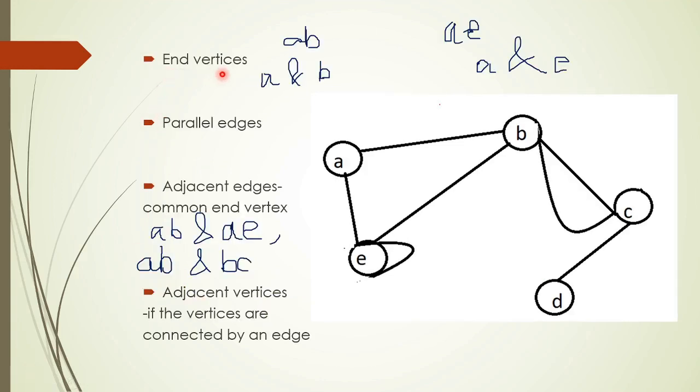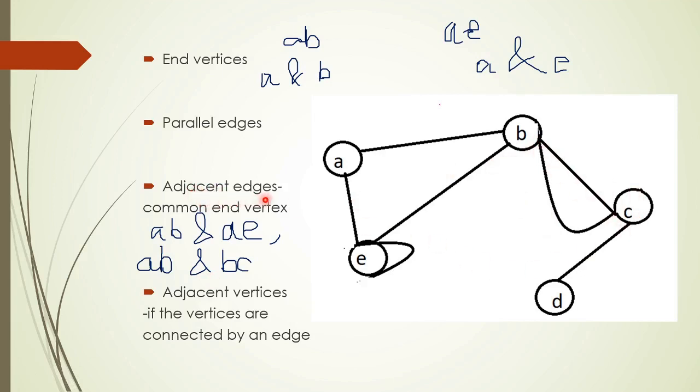What do I mean by end vertices? If I consider AB as an edge, then A and B will be the end vertices for the edge AB. Similarly, AE is an edge and A and E are the end vertices for the edge AE. When I talk about parallel edges, they are the multiple edges as I have discussed earlier. So here I have parallel edges between B and C.